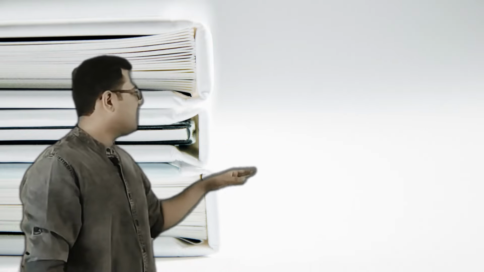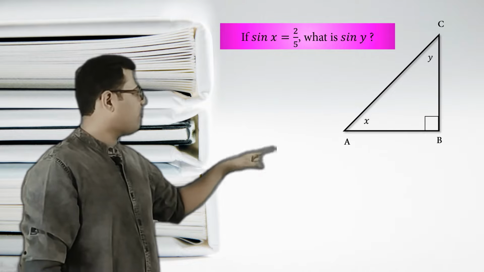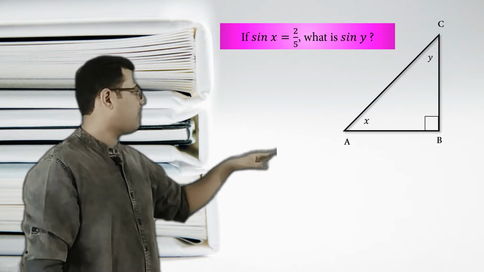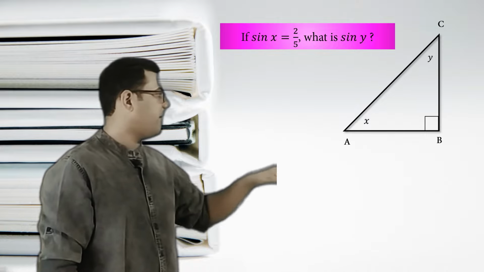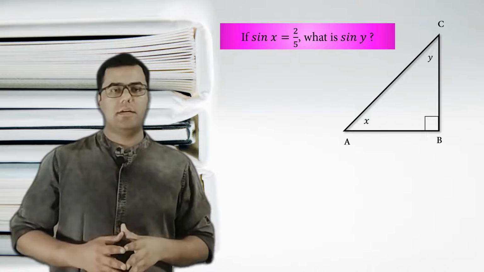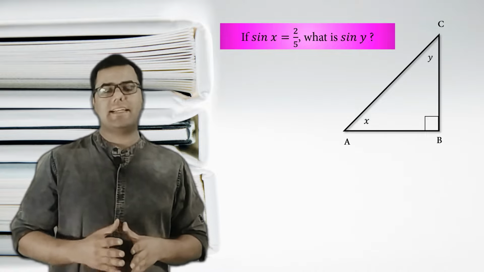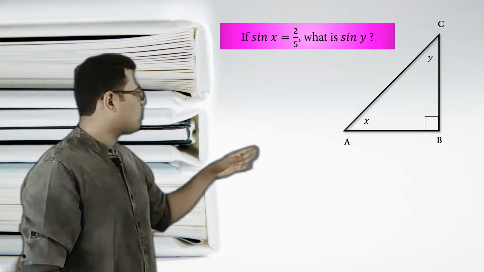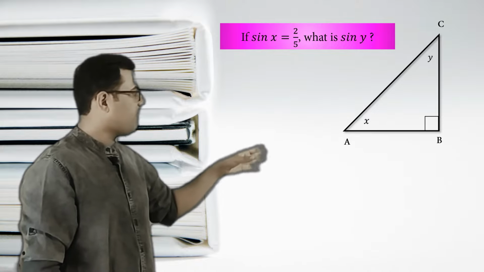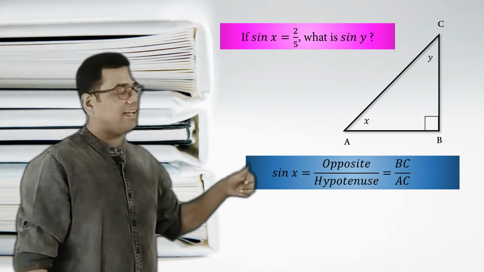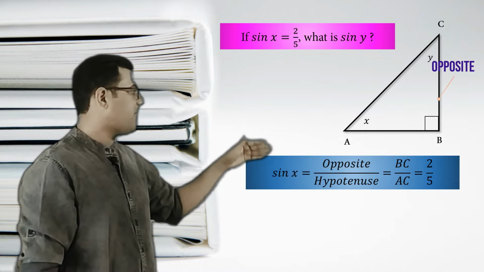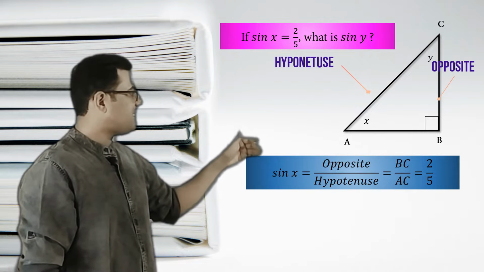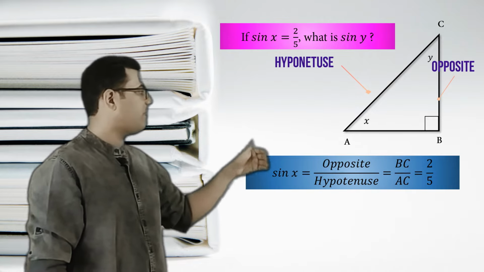Let's solve another problem on trigonometric functions. Now this is our triangle and we have been given sin x equals 2 by 5, and the problem wants us to know the value of sin y. Now you see that sin x is nothing but opposite by hypotenuse. From the perspective of angle x, opposite is BC and hypotenuse is AC. So BC by AC equals 2 by 5.